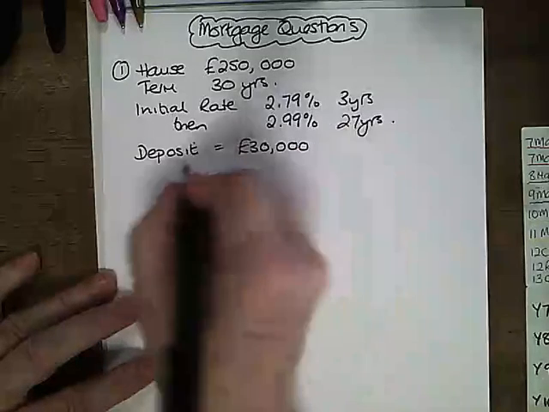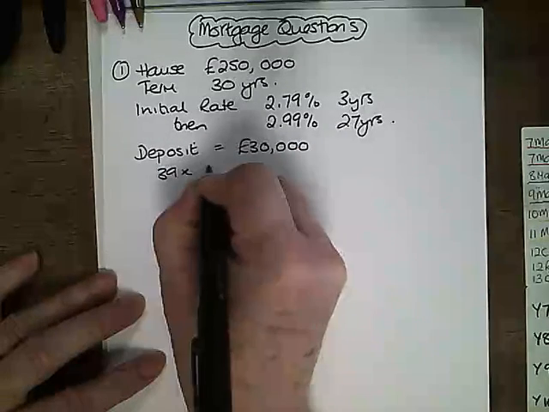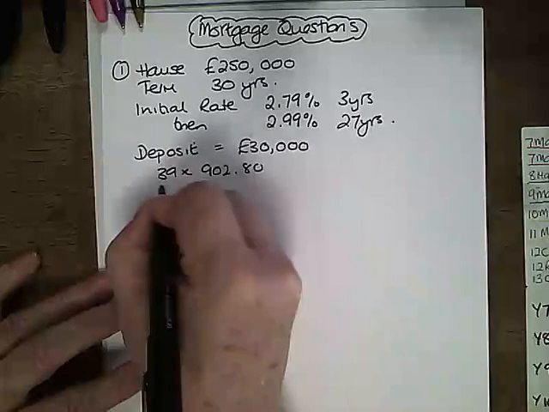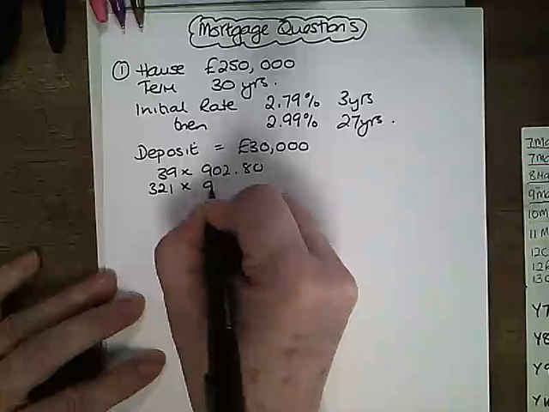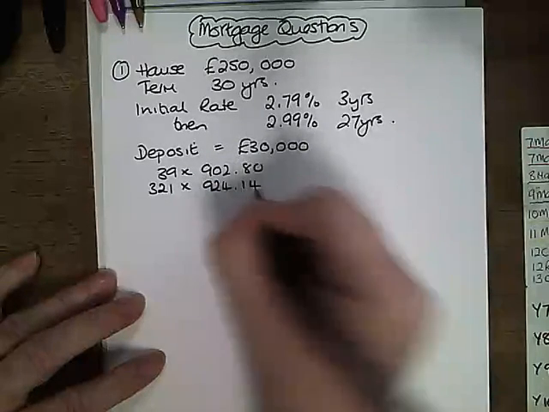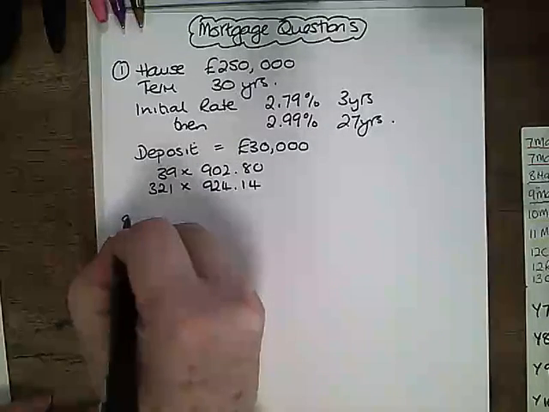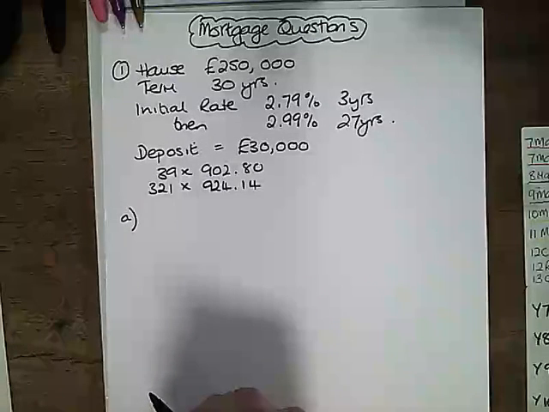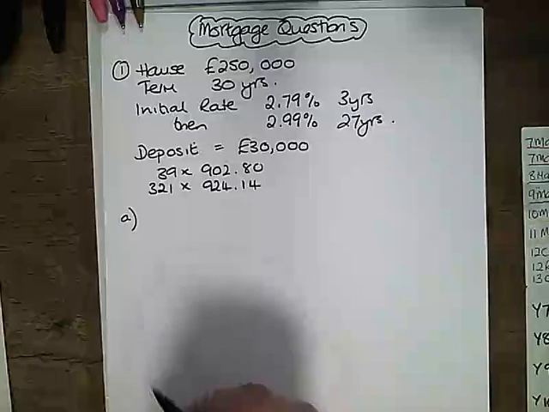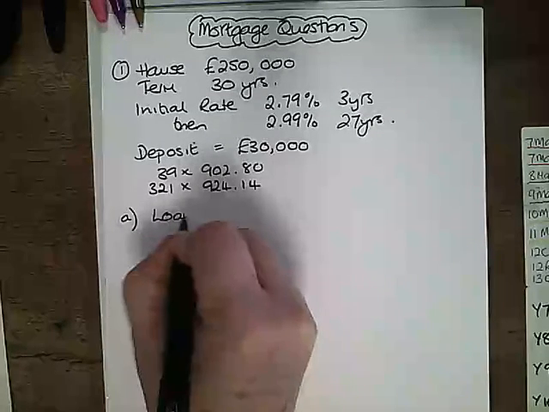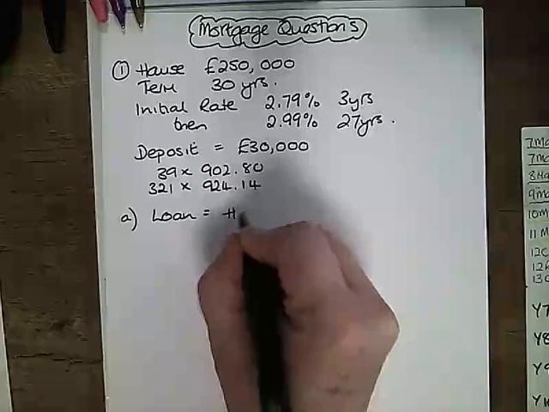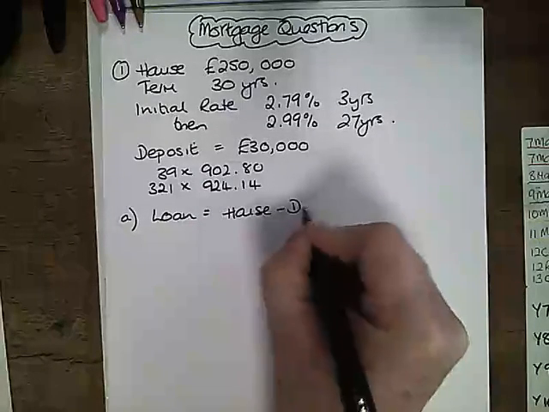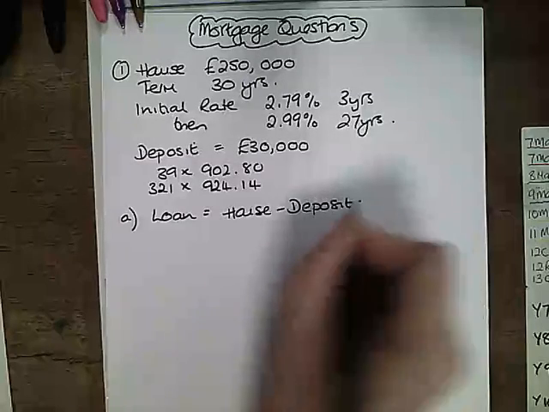and we're going to make 39 repayments of £902.80 and 321 payments of £924.14. So question A asks how much interest are we going to pay? So first of all we have to work out what the loan is. So the loan is equal to the value of the house minus the deposit. That's how much we're going to ask the bank for.